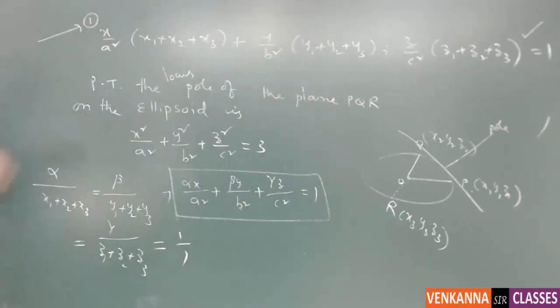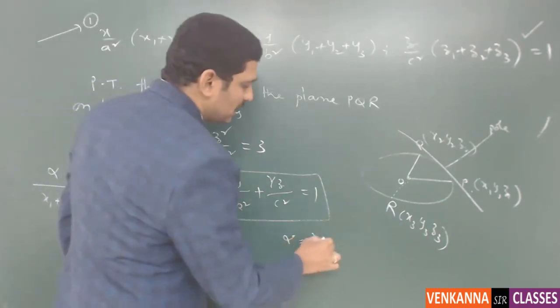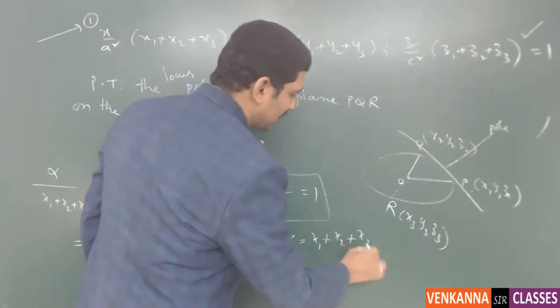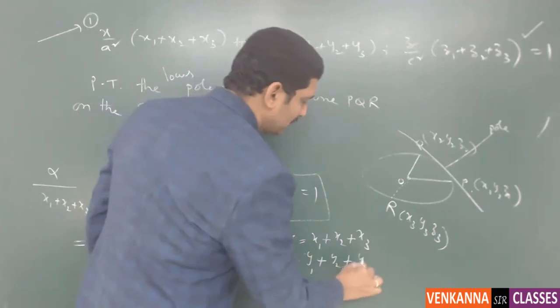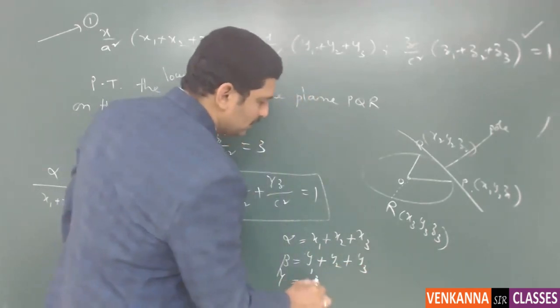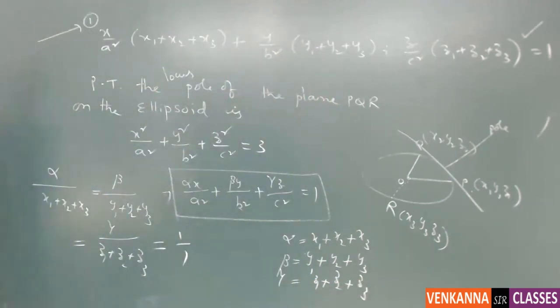So what I am saying, I am comparing these two planes so that they are the same planes, hence respective coefficients must match. So from this you can say that alpha is equal to x1 plus x2 plus x3, beta is equal to y1 plus y2 plus y3, and gamma is equal to z1 plus z2 plus z3. So please take a note of this part and tell if you have any doubts on this.